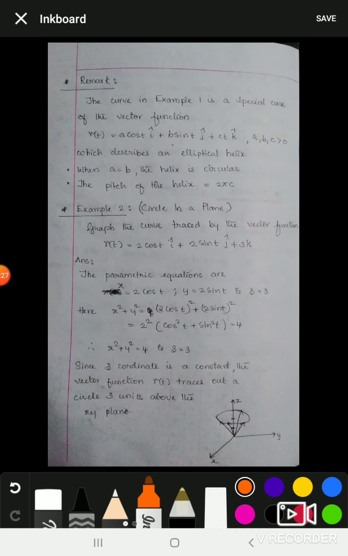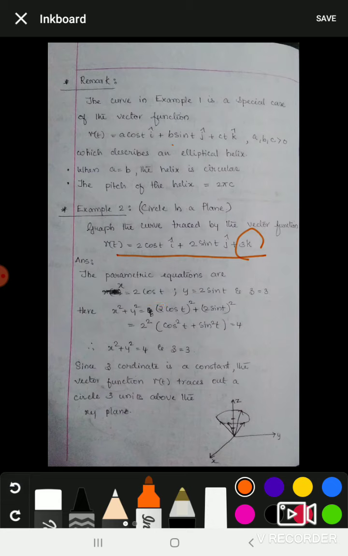Now we will look at example 2, a circle in a plane. Graph the curve traced by the vector function r of t equals 2 cos t i plus 2 sin t j plus 3k. In the previous equation there was 3t; now there is no t, this is a constant. So the parametric equations are x is 2 cos t, y is 2 sin t, z is 3.